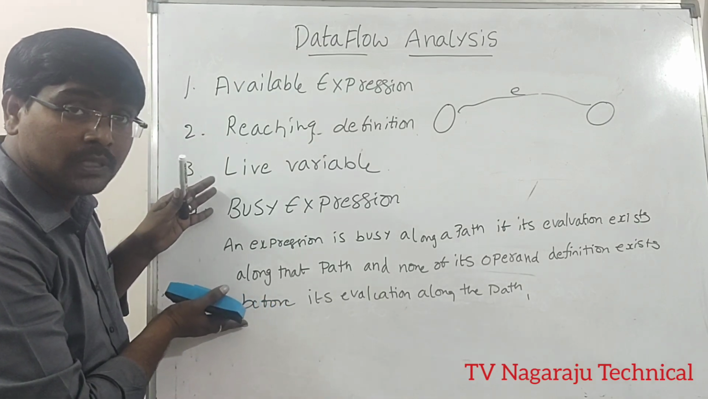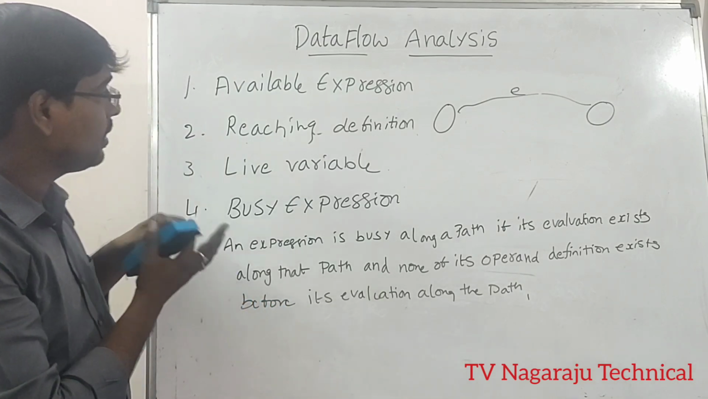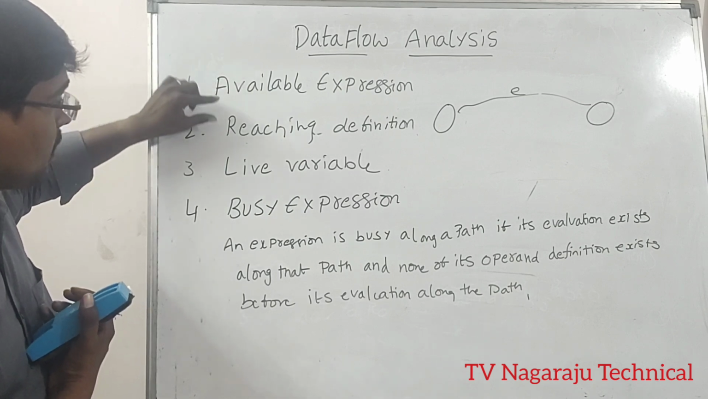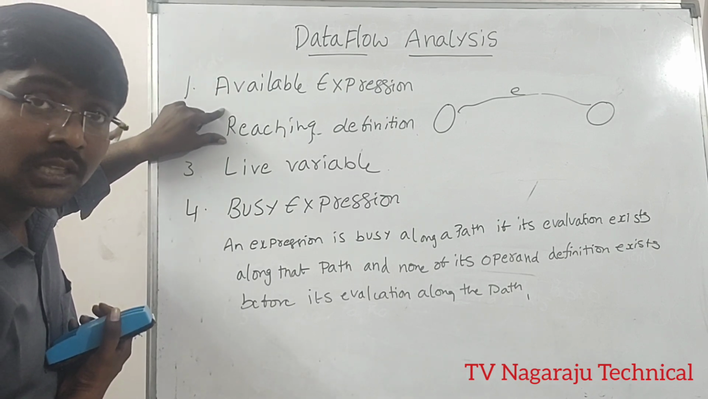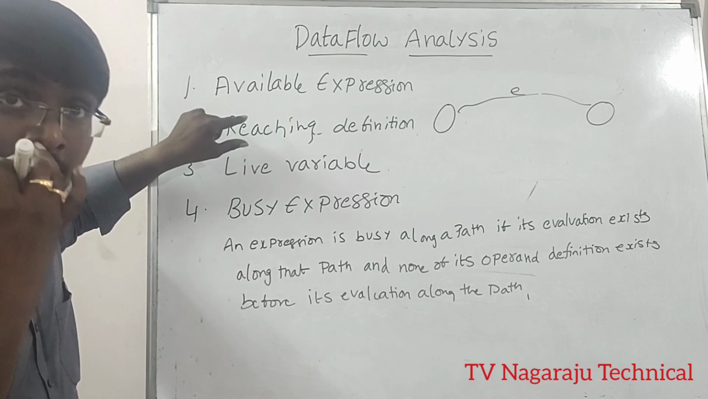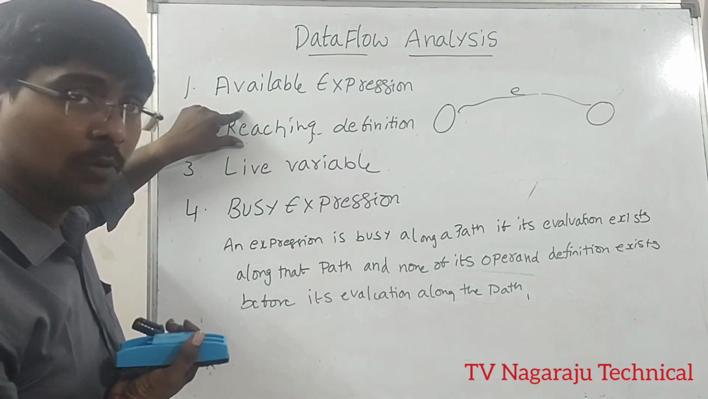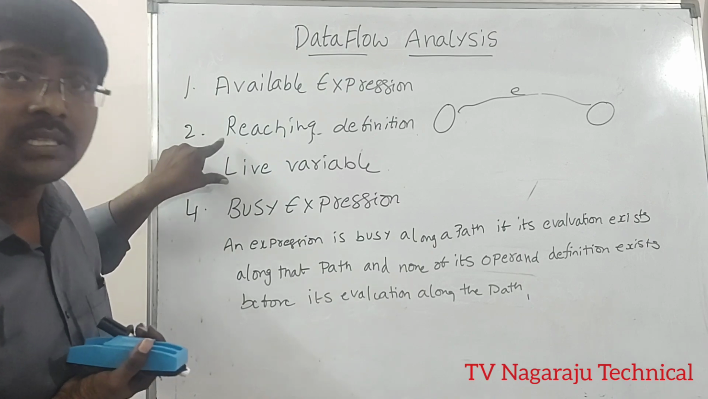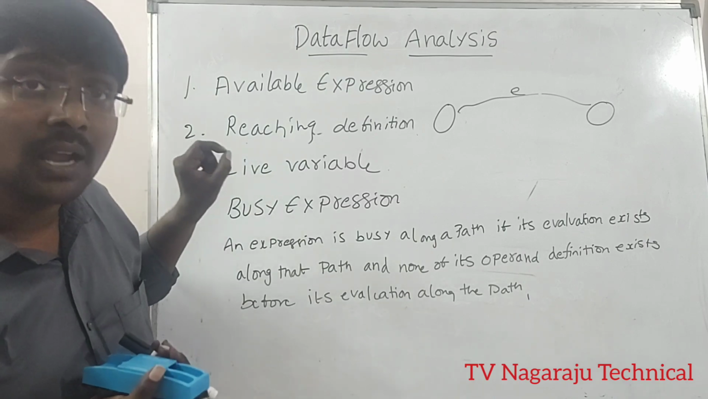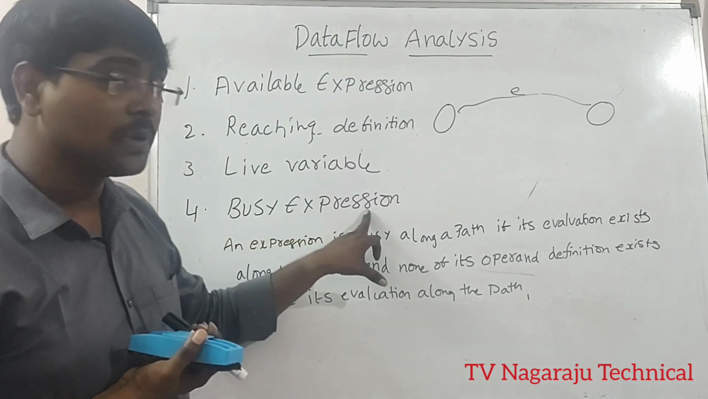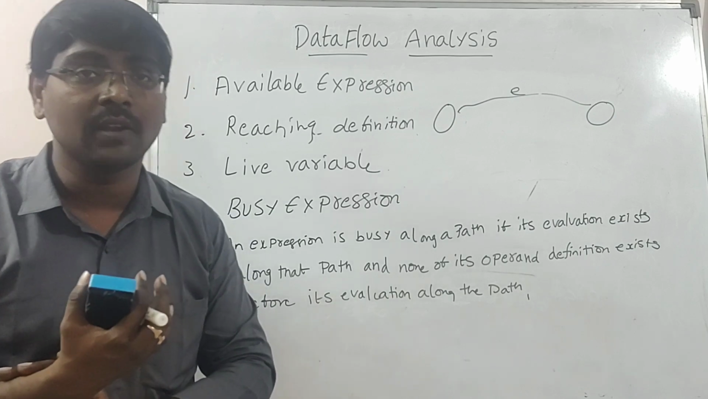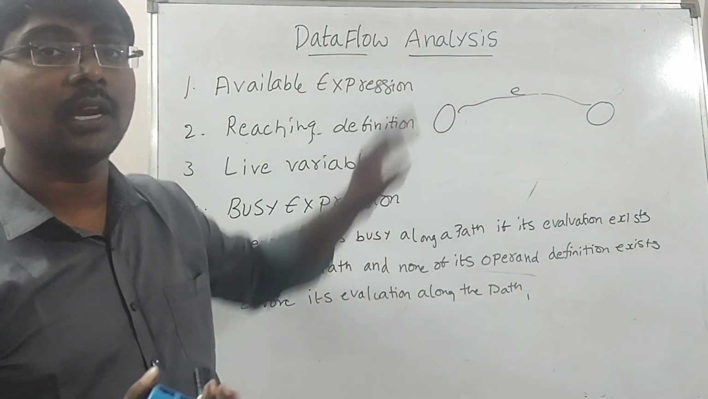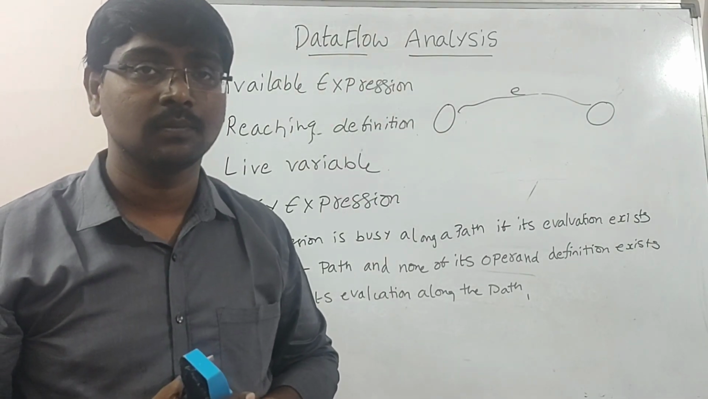The main purpose is code movement. Here, for available expressions, the main purpose is common sub-expression elimination. For reaching definition, the purpose is copy propagation, either variable propagation or constant propagation. Live variable means identification for register allocation. Busy expression means code movement identification. These are some of the properties of data flow analysis. Thank you.